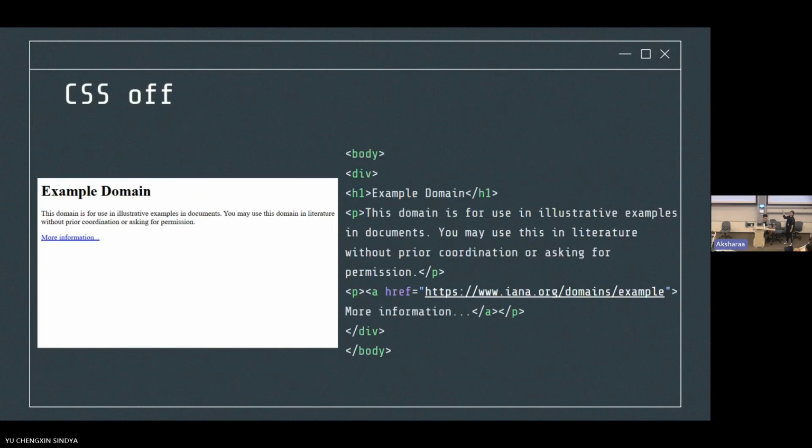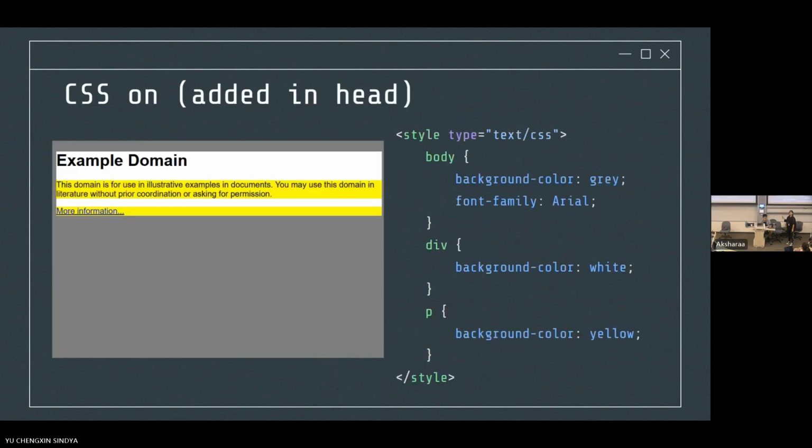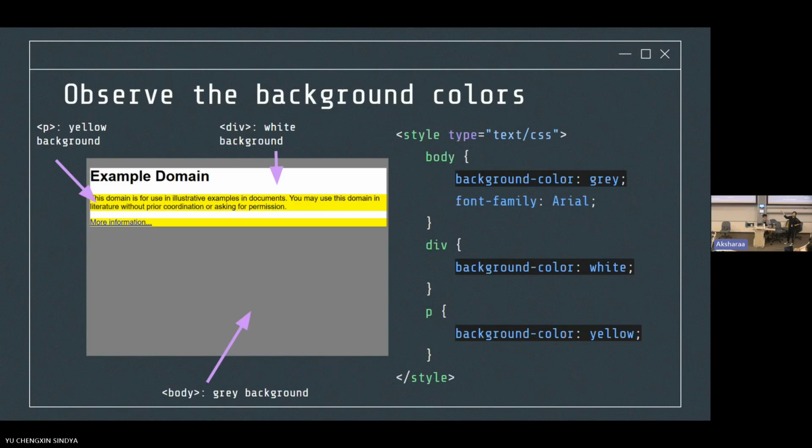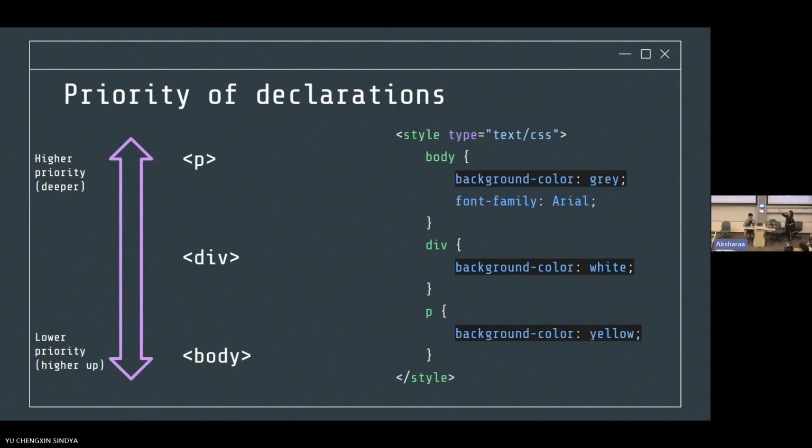So look at this example domain. This is it without the CSS. And then this is it with the CSS on, in the head. Observe the background colors: the paragraph tag is yellow, the div is white, and the body is gray. You see this code here, this is the declaration for it. Then here's the priority of declarations. Paragraph is the highest priority, div is middle, and body is the lowest priority.